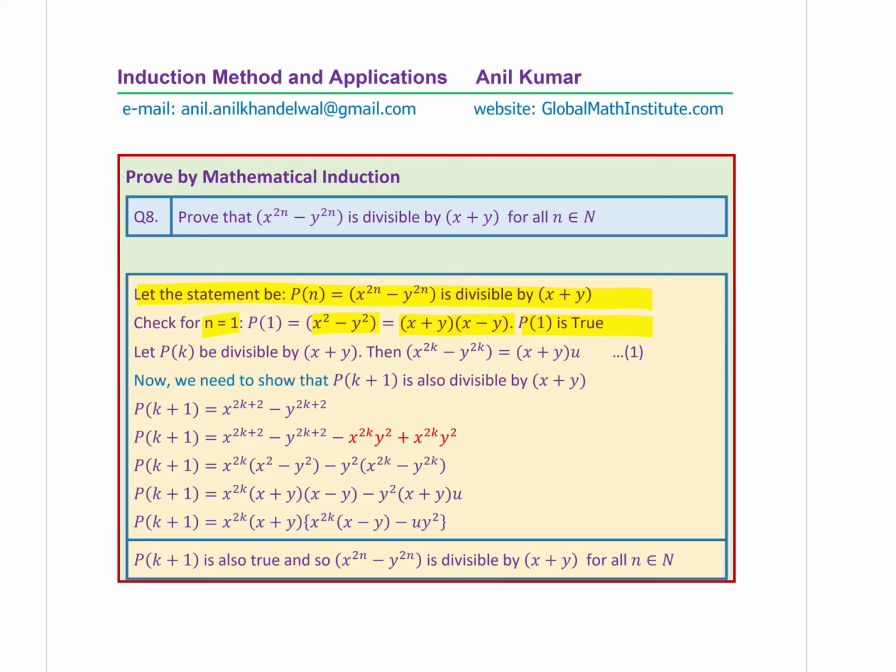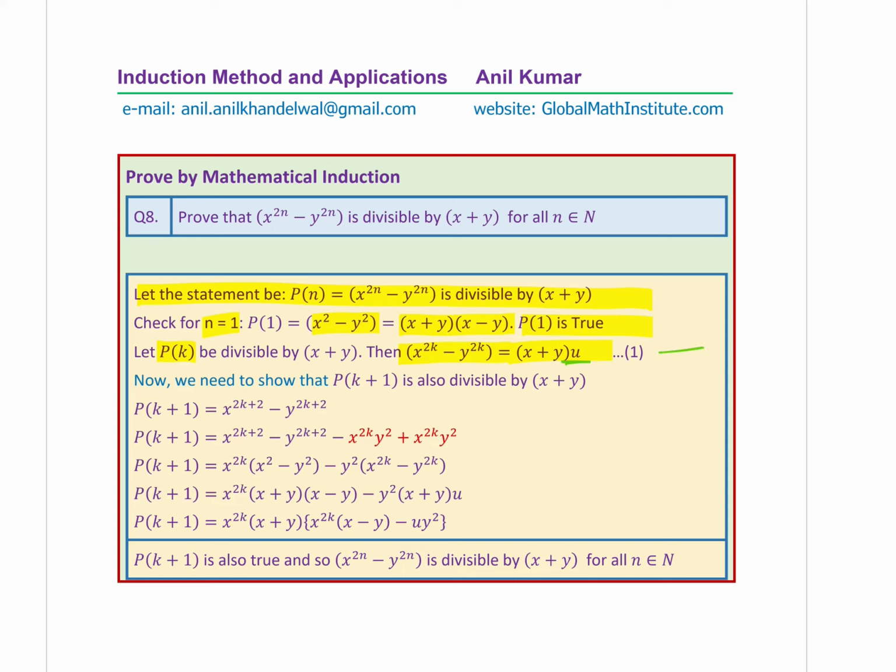Now we have to show that it should work for k plus 1. For Pk, we'll assume it to be true. So when Pk is there, we get x to the power of 2k minus y to the power of 2k equals a product of x plus y. We are using a constant u in this particular case, and we are saying x to the power of 2k minus y to the power of 2k is actually equal to x plus y times u. Is that clear to you?